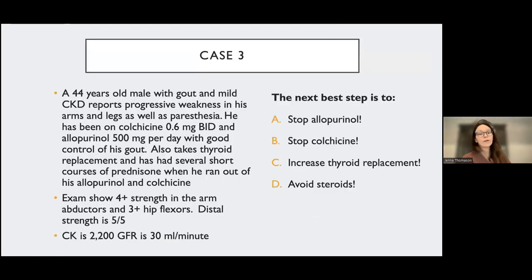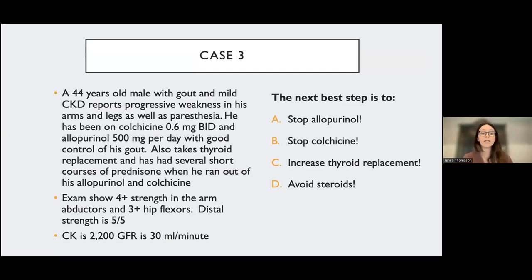All right, so a 44-year-old male with gout and mild CKD reports progressive weakness in his arms and legs as well as paresthesia. He's been on colchicine, one tablet twice a day, and allopurinol 500 milligrams a day with good control of his gout. He also takes thyroid replacement, and he's had several short courses of prednisone when he ran out of his allopurinol and colchicine. So he is weak, and he's verified to have weakness on exam.